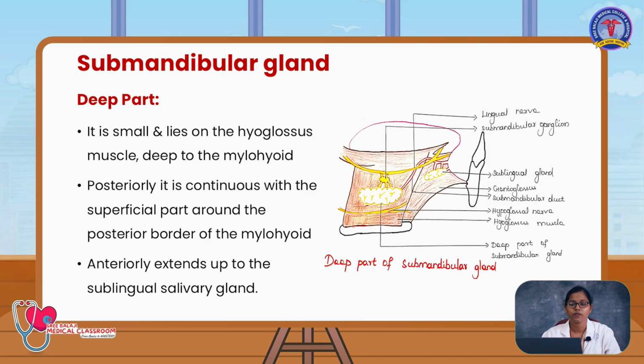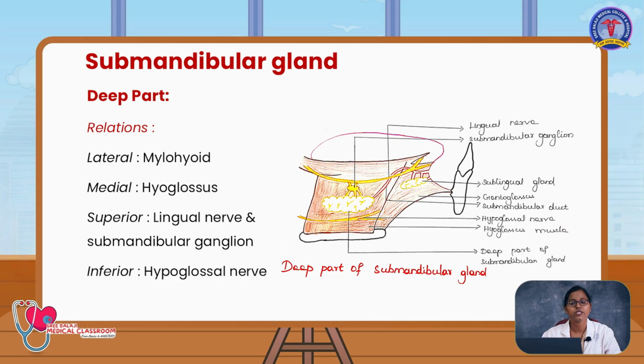Next is the deep part of the submandibular gland. It is small and lies on the hyoglossus muscle deep to the mylohyoid muscle. So posteriorly it is continuous with the superficial part around the posterior border of the mylohyoid muscle. Anteriorly the deep part extends up to the sublingual salivary gland. Next is the relations of the deep part of submandibular gland. Laterally it is related to mylohyoid muscle, medially to hyoglossus muscle, superiorly to the lingual nerve and the submandibular ganglion, and inferiorly to the hypoglossal nerve.